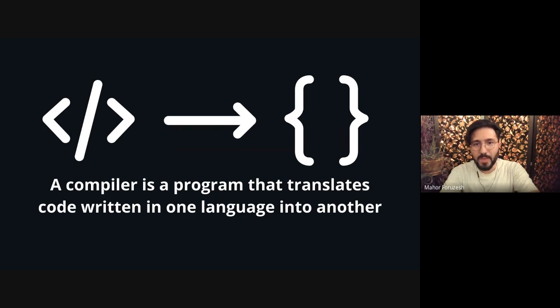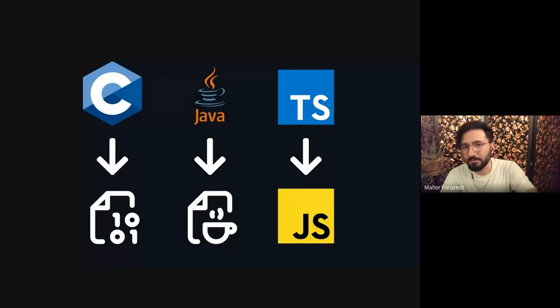So, what is a compiler? Some of you may not be familiar with the term. Simply put, a compiler is a program that translates code written in one language into another. For example, compiling C and Java code into assembly and object code. If the target language is another high-level language, we usually call it a transpiler, like transpiling TypeScript to JavaScript.